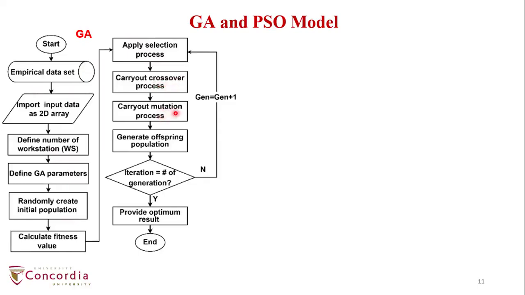Here we have adopted the swapping mutation process. Then we create an offspring population. And finally, if the iteration has reached the maximum number of generations, it provides the optimum value. If not, it goes to the next generation and repeats the process.